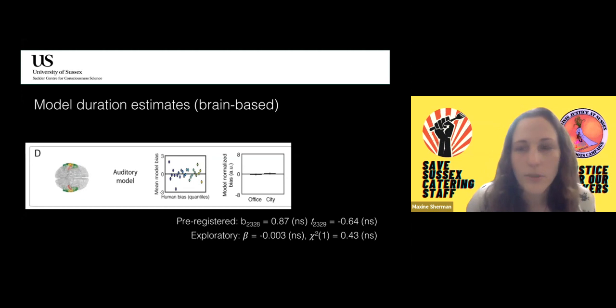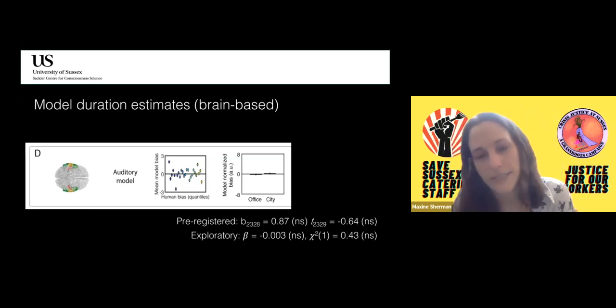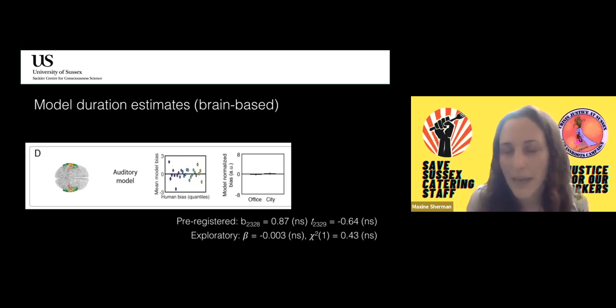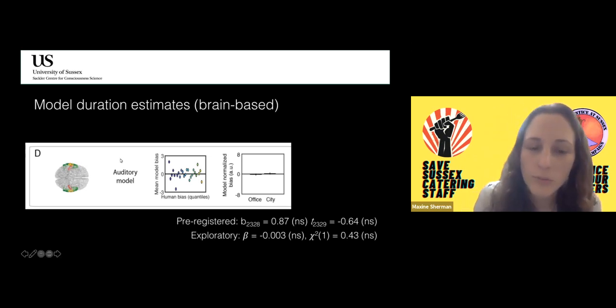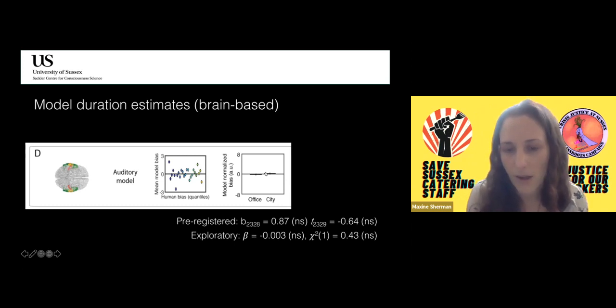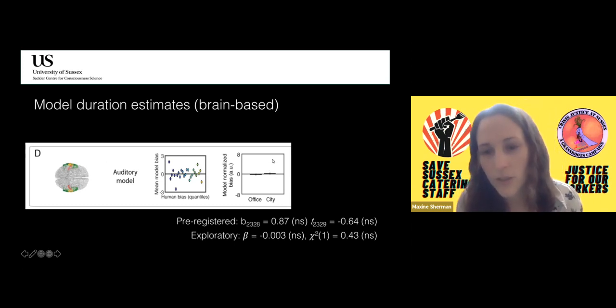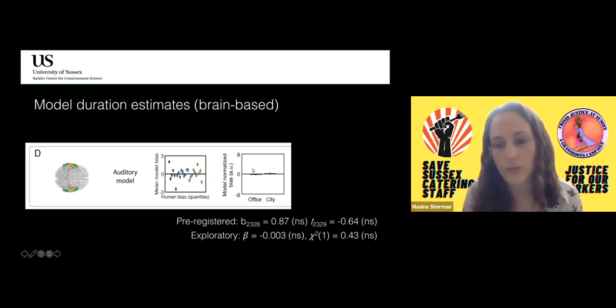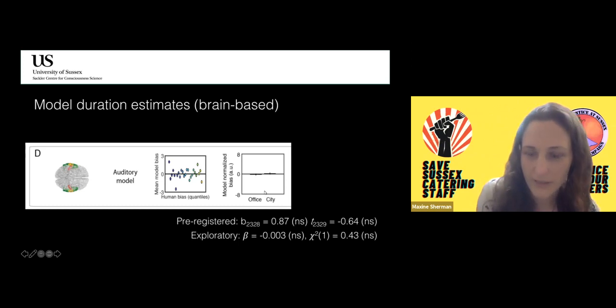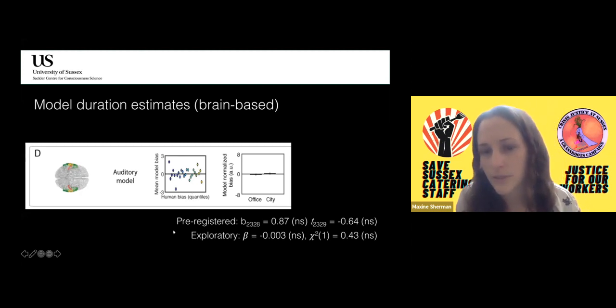So we also had some control models. This could happen not because of perceptual processing, but because it's a general pattern that you see in the brain or something. So we also built an auditory cortex model, but we found nothing. You could not generate human-like subjective time judgments from auditory cortex. They didn't discriminate between office and city scenes, and they didn't correlate with human reports. And this was in both cases, both pre-registered and exploratory.